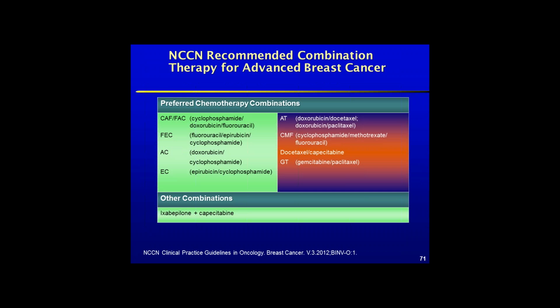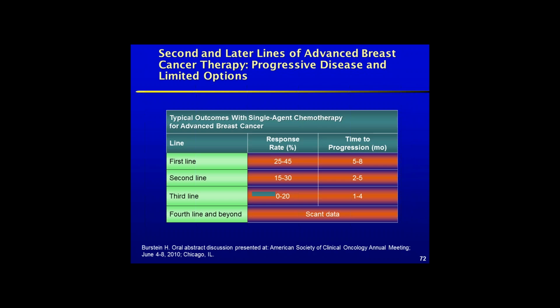A couple of these have been tested in phase 3 studies, like docetaxel and capecitabine, which had a survival advantage over docetaxel alone, and gemcitabine and paclitaxel, which had a survival advantage over paclitaxel alone. We rarely use those, however, today.